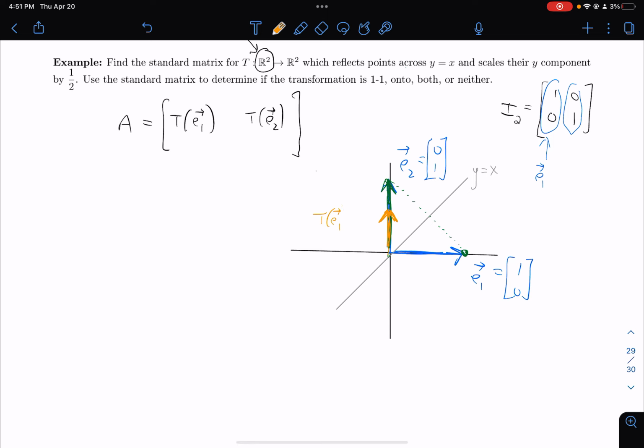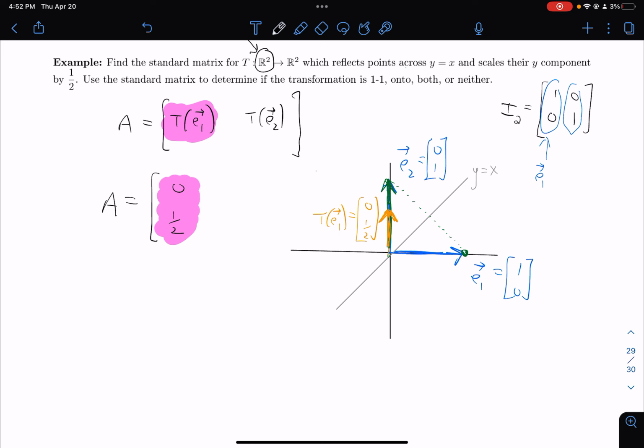T of E1 ends up becoming 0, 1/2. So that is going to be the first column of the standard matrix. It is 0, 1/2. So I'm going to highlight that. T of E1, I just figured it out. It's 0, 1/2. Not loving that color, but I got it here. 0, 1/2. All right, now let's do the same thing to E2.